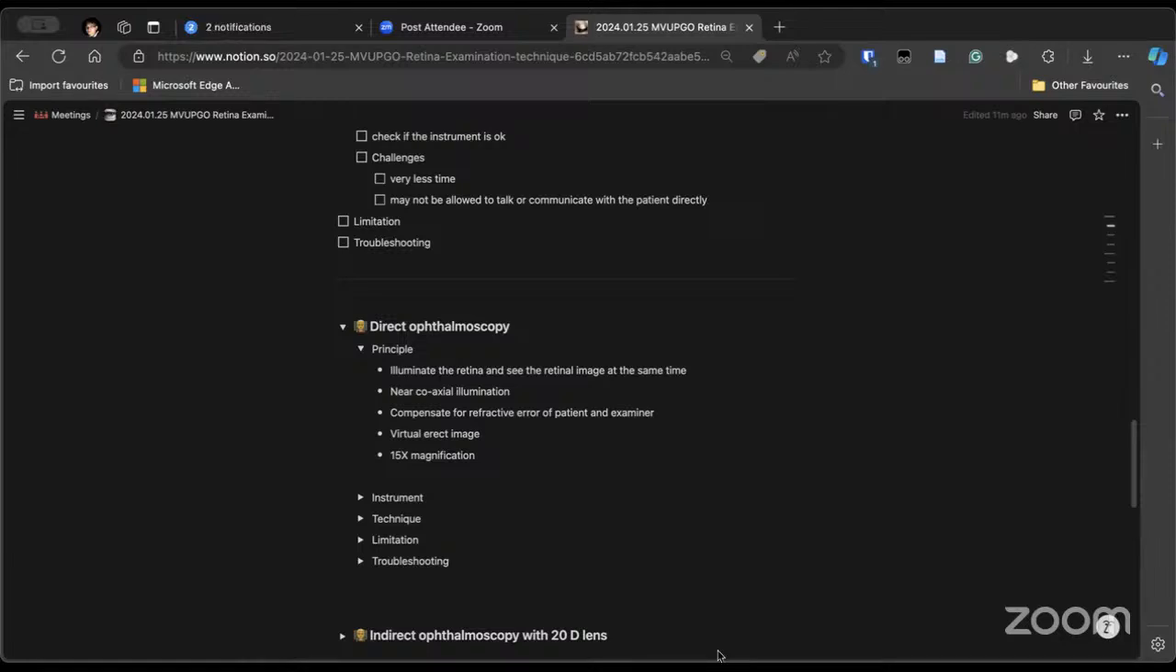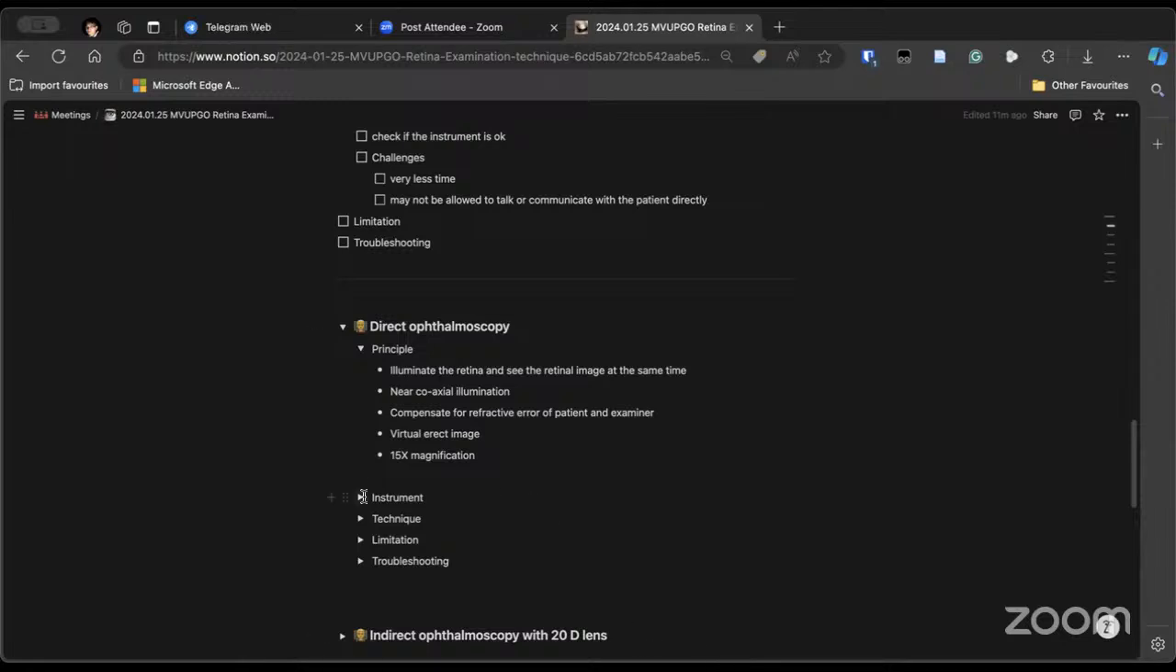So this is one important thing, and before doing direct ophthalmoscopy, you can do that so that you can get an idea about the refraction. If the patient has plus 20 or minus 20 power, then it will be extremely difficult to focus on the retina with direct ophthalmoscopy if you have not practiced it, or if you do not know how to do it. It gives a virtual erect image, and magnification is very high.